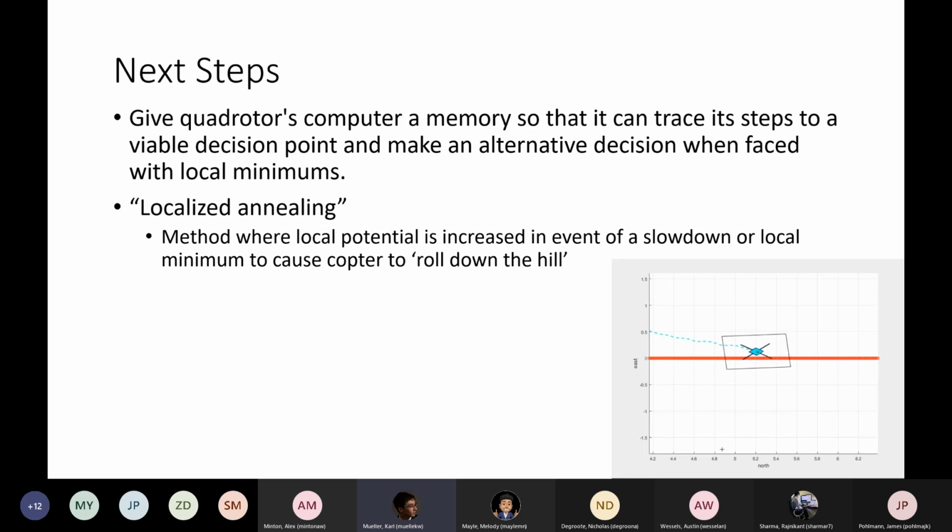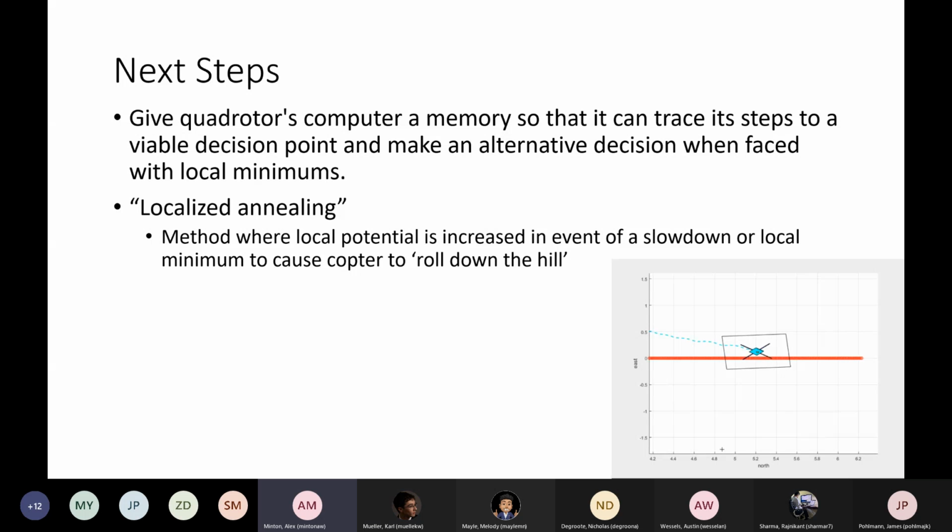So I'll go over localized annealing quickly. If you see on the bottom right, potential fields have an issue where if the copter gets stuck in an area of local low potential, it doesn't move because the gradient there is essentially zero. We thought of a method called localized annealing that could be a good next step, where if it gets stuck in a low, it increases the potential of that local area until it exceeds that of the area around it, and thus a new gradient is formed. And the copter can roll down the hill away from that high area and back onto the field so it can find the true low. Alex?